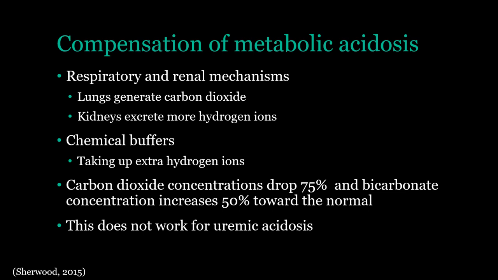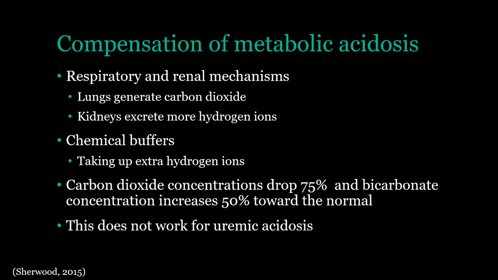metabolic acidosis is compensated by buffers either taking up extra hydrogen ions, or the lungs are blowing off extra hydrogen ions, generating carbon dioxide, or the kidneys are excreting more hydrogen ions and conserving more bicarbonate. So it all has to do with how many hydrogen ions, that acidic portion, and how many bicarbonate ions I have in my body, changing the acid base component.